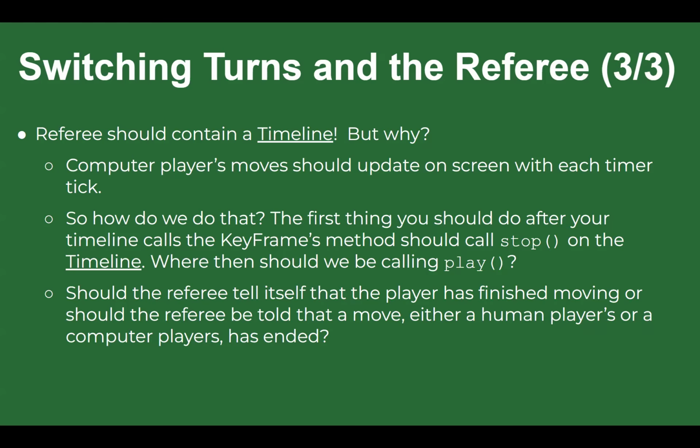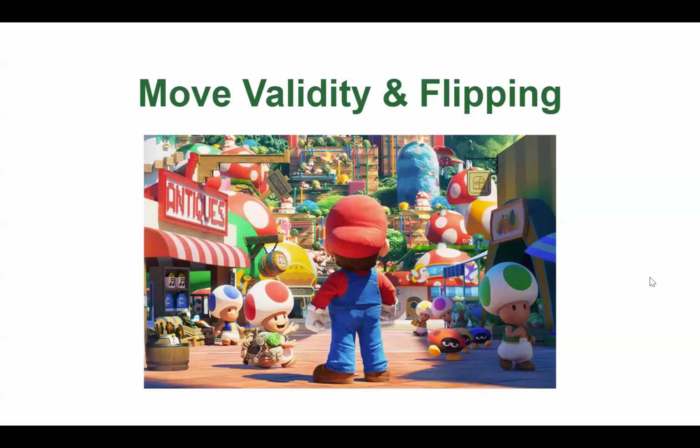And I will say that the referee should be smart enough to be able to do this for both human players and computer players. So a human player, you might not necessarily think of as needing a timeline, but you don't want to have two separate methods that the referee is keeping track of, human players and computer players. You'd rather just have a good generic method that is able to do both at once.